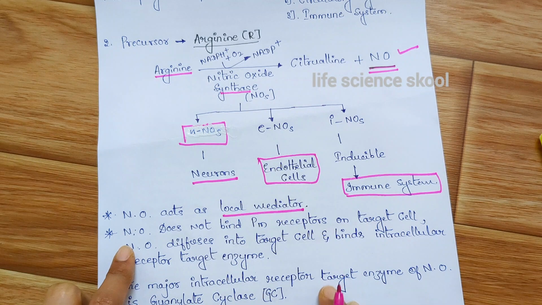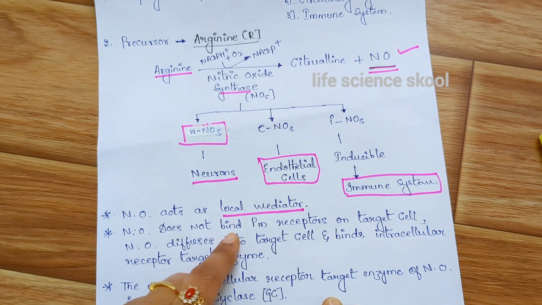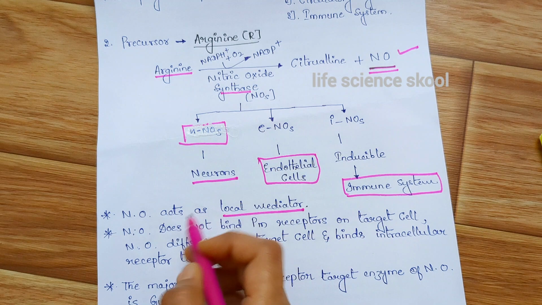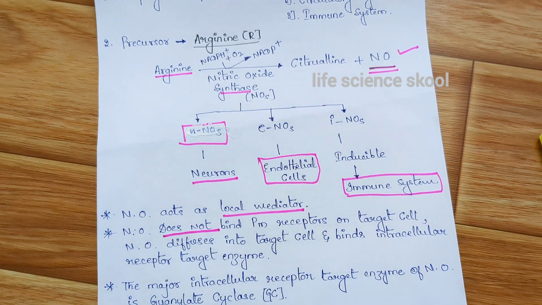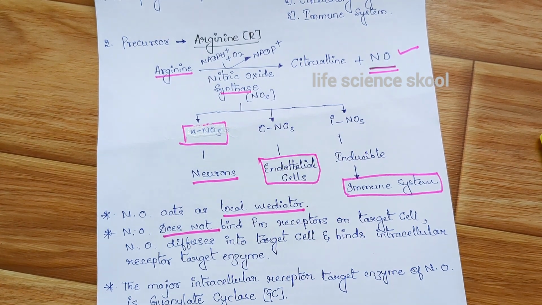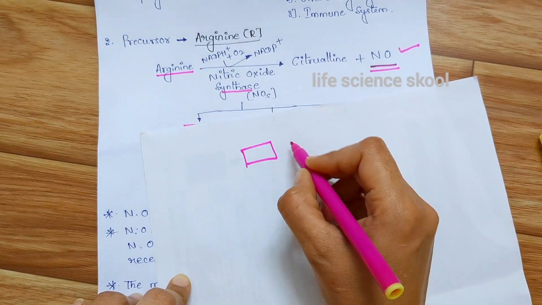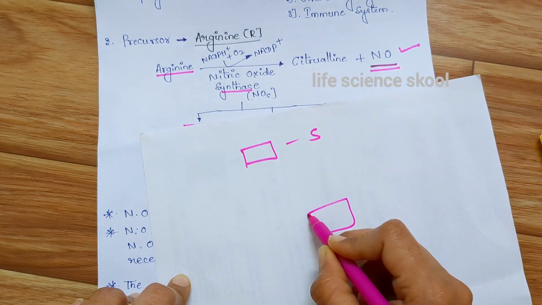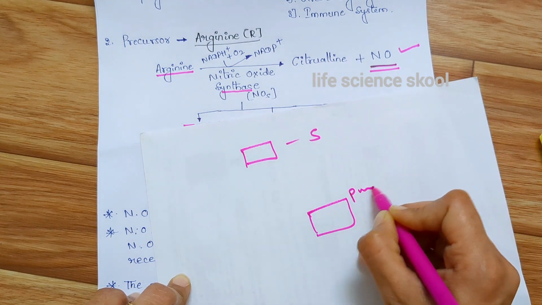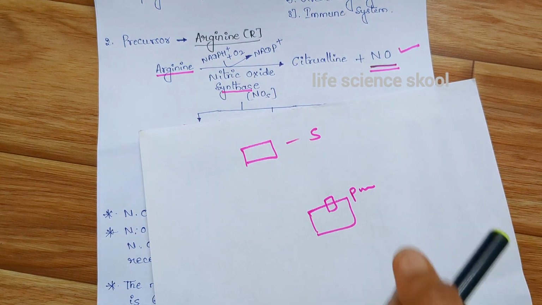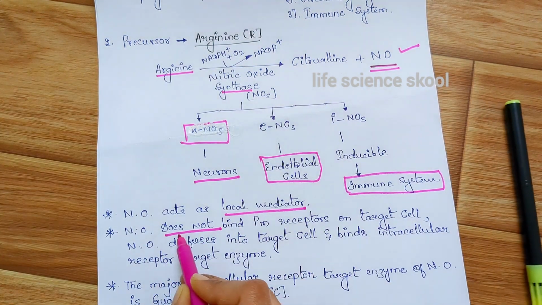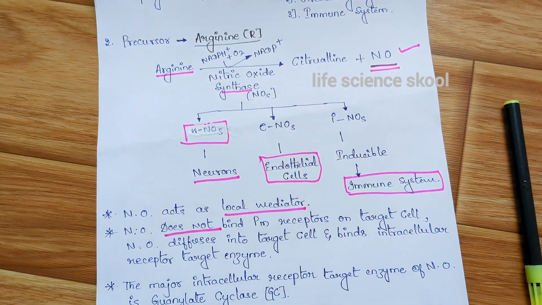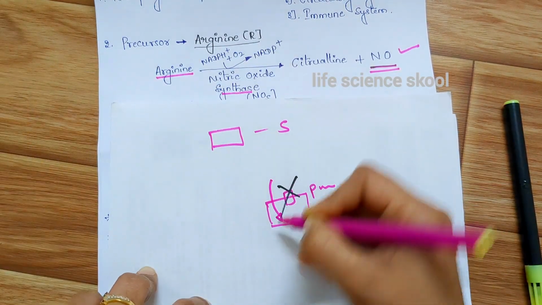Next point: nitric oxide doesn't bind to the plasma membrane receptors on the target cell. I guess you might already know the basic things: sender cell, target cell. If you take the target cell and this is the plasma membrane, it is not going to bind to the plasma membrane receptors. So what will it do instead? Nitric oxide diffuses into the target cell.